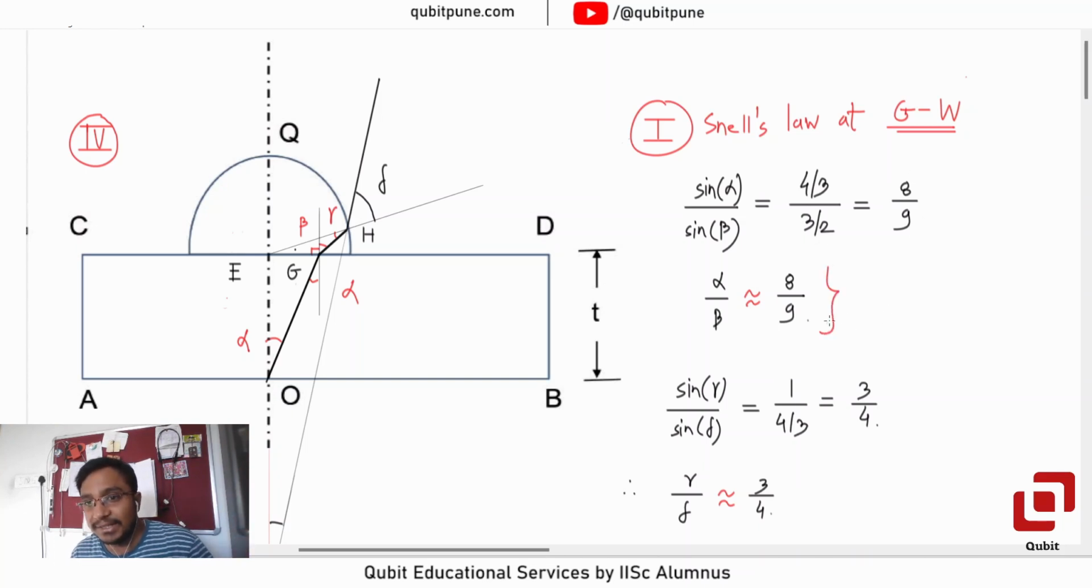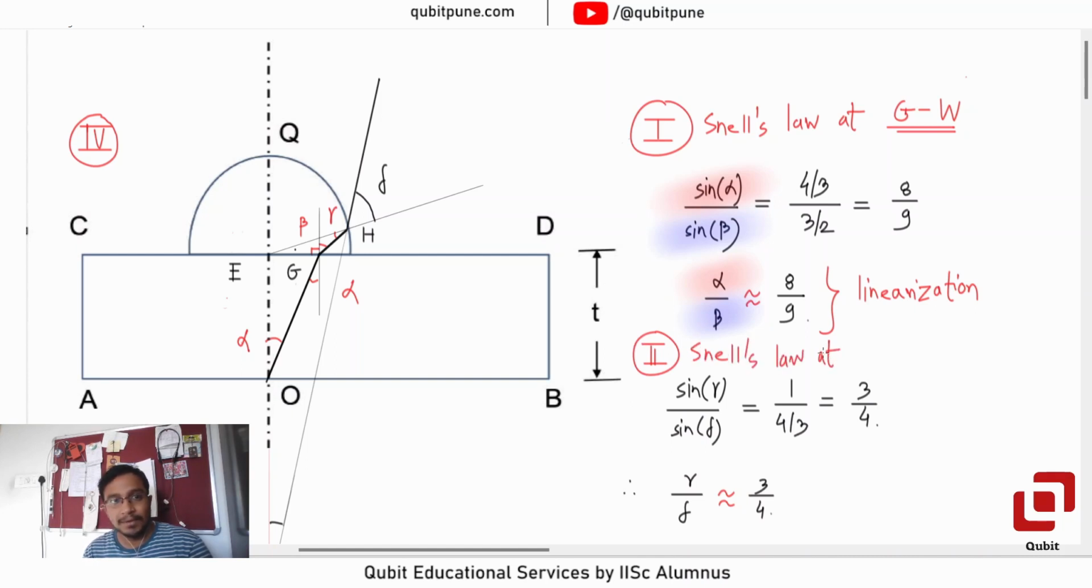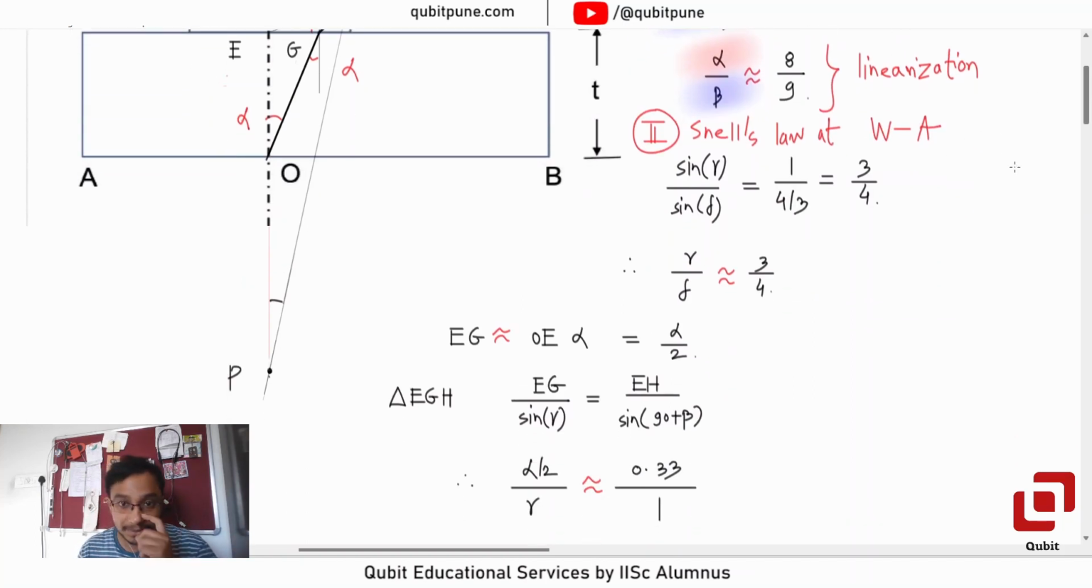And here we have used that linearization, meaning sine alpha has been approximated as alpha and sine beta has been approximated as beta. And similarly, in part 2, if we apply Snell's law at the water-air interface, then we will get sine gamma upon sine delta as 1 upon 4 by 3, or 3 by 4. Again use linearization, so gamma by delta is approximately 3 by 4. Once you get these relations, then the job becomes easier.